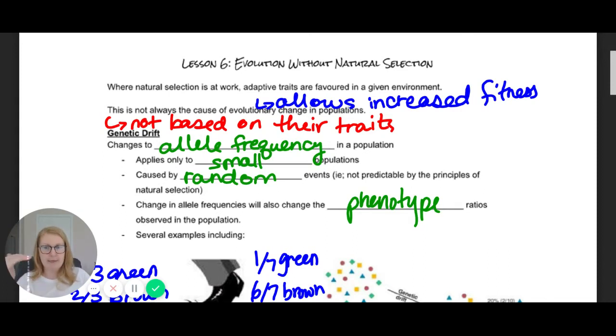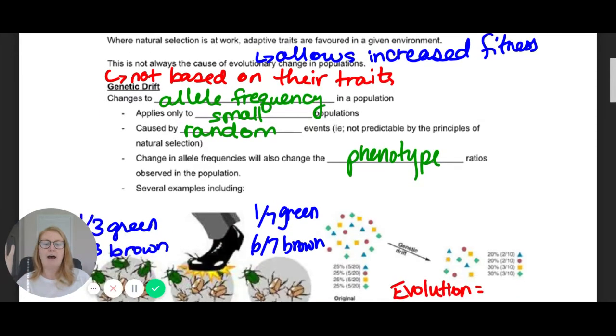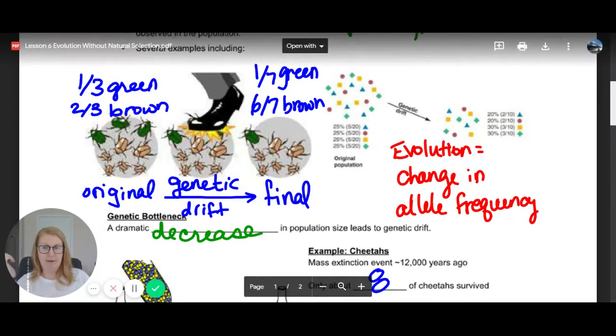So, a couple of things about genetic drift as a general mechanism. One is that it applies only to very small populations. It does not apply to large populations. We'll see why in just a second. It's caused by random events, so it is not predictable by the same principles that we could use for natural selection. The change in allele frequencies also changes the phenotype ratios of the population, which we're going to see in just a second. And there are lots of different examples of it.